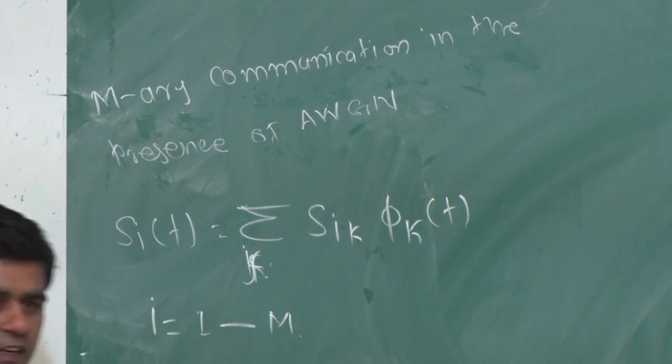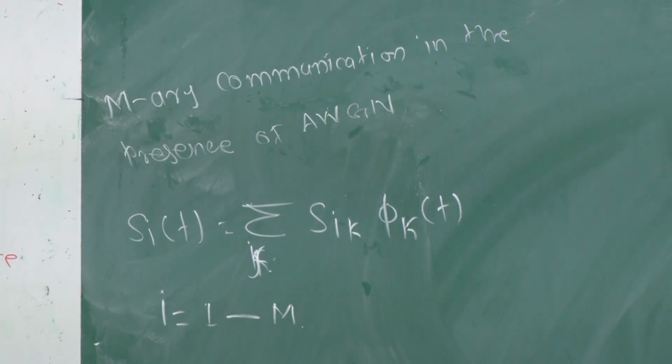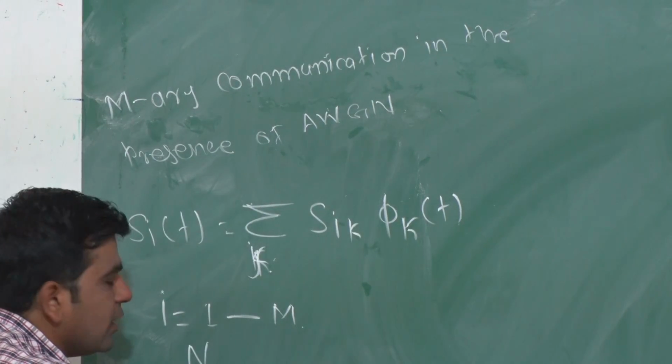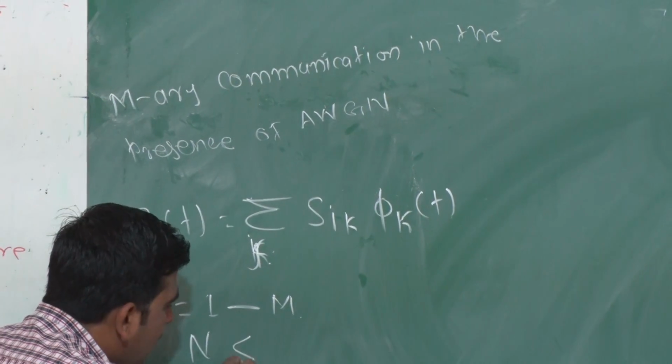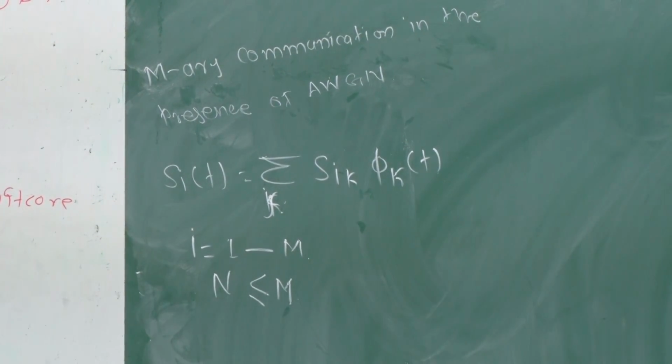So we can represent these M signals by using basis functions. Here we require this capital N, which gives the number of basis functions. It should be less than or equal to capital M. So we can represent all these M signals by using their basis functions, which is nothing but summation over k of Si k, the projection of the signal on that particular basis function, into the respective basis function.